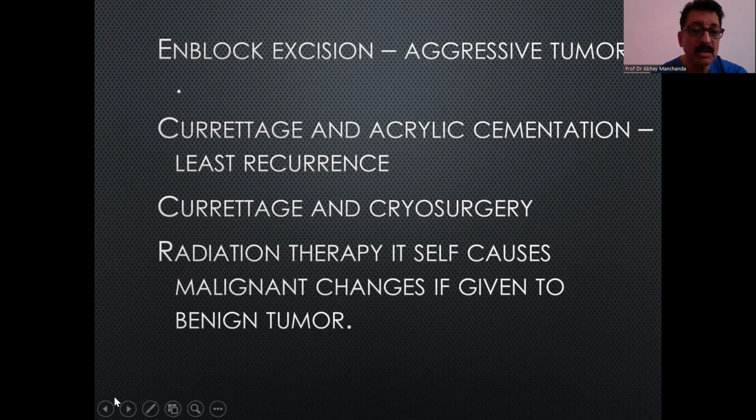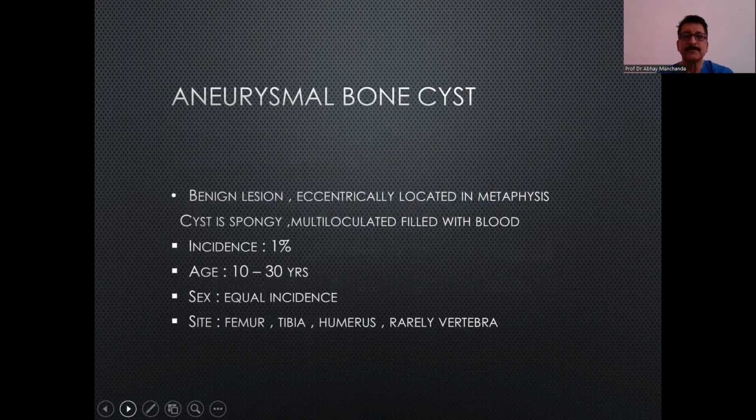Now, another one is aneurysmal bone cyst. It is a benign lesion eccentrically located in the metaphysis. It is a spongy cyst, multiloculated, filled with blood. Incidence is quite less, but still not ignorable. It is 1%, with equal male and female distribution. Usual sites are femur, tibia, humerus, and rarely it is vertebral.